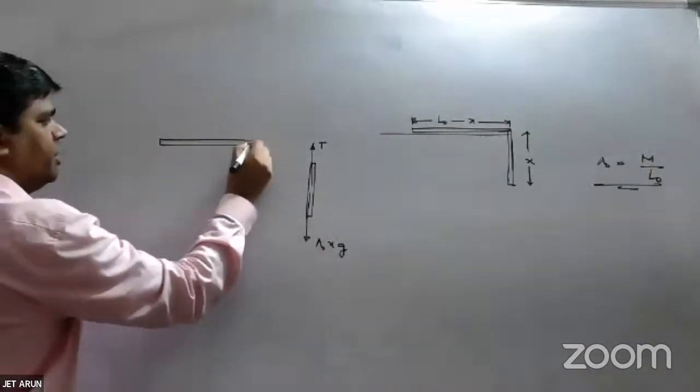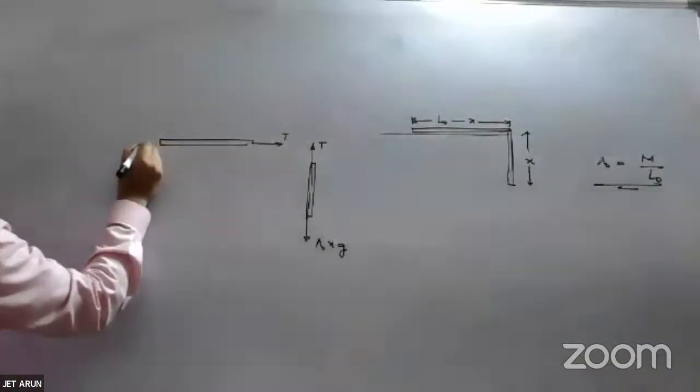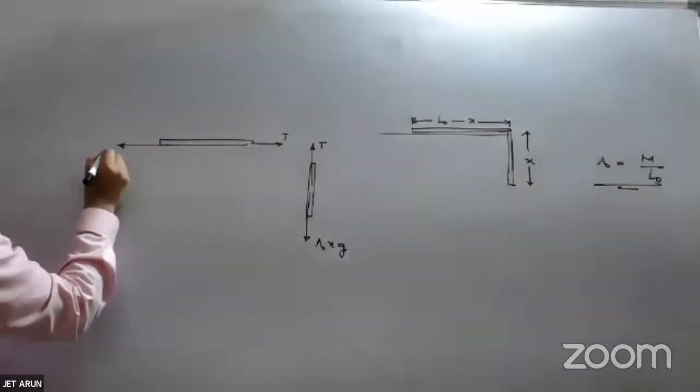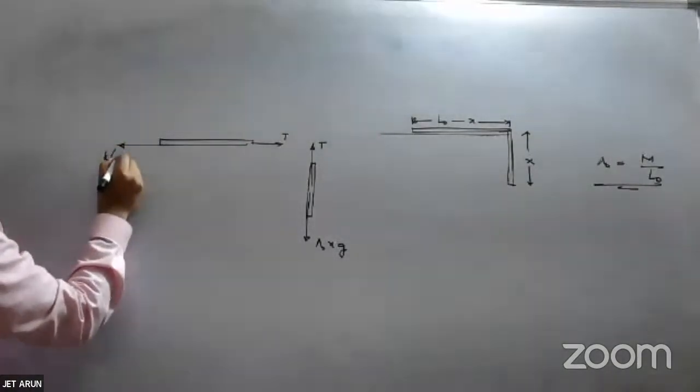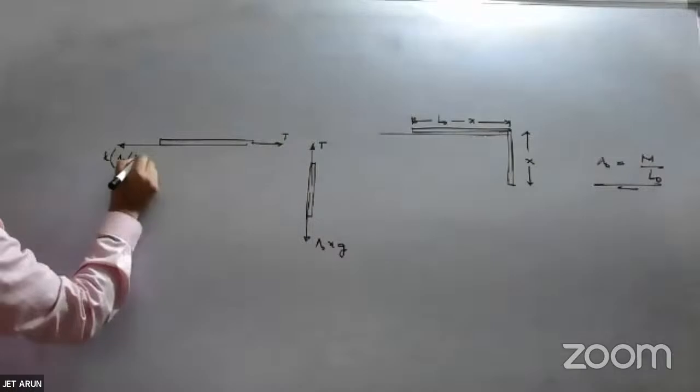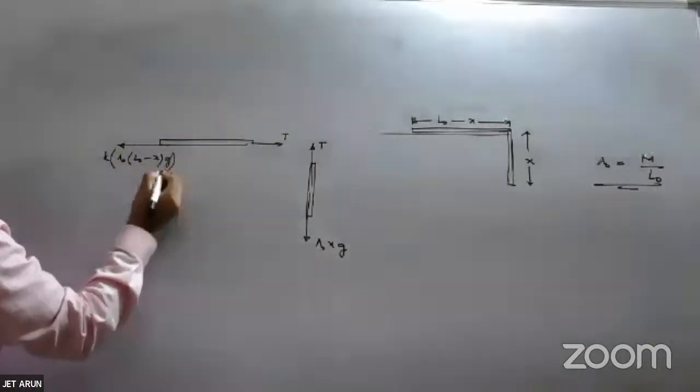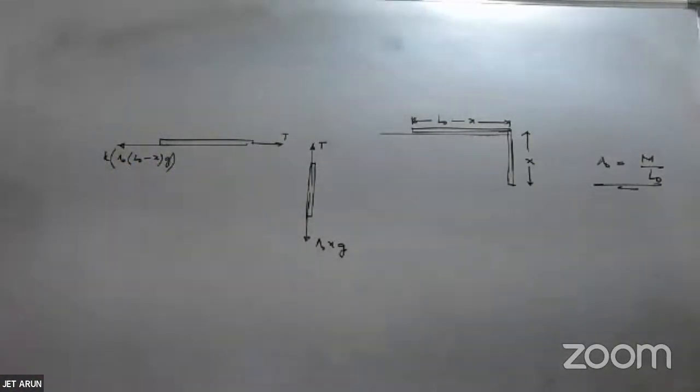On the table, how will it be? Tension rightwards, friction leftwards, which is mu times N. What will N be? Lambda times L naught minus x into g.